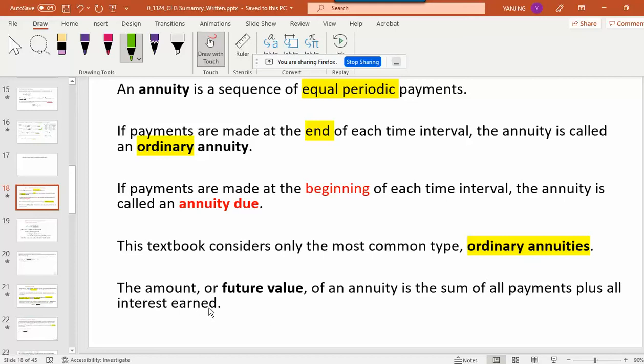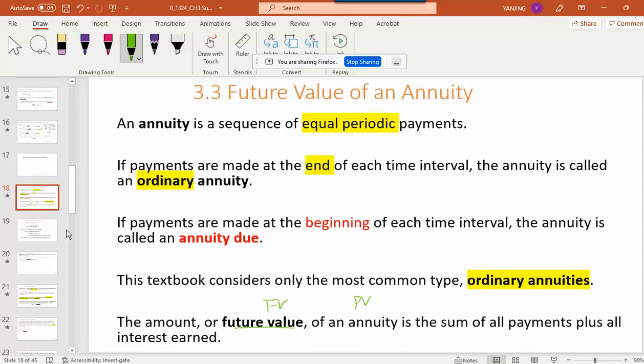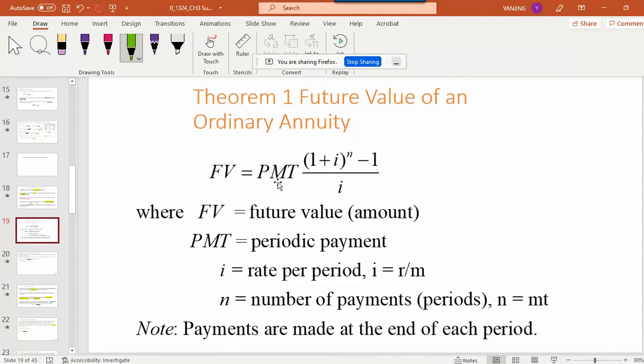Okay, the total amount we call the future value of an annuity is the sum of all payments plus the interest you earn. For the future value of the annuity we're using FV. For the present value or the principal we're using PV, because the formula for the annuity is different. So this is the formula. I know it looks a little bit big, but the good news is we can use a calculator to calculate this one if you want to.